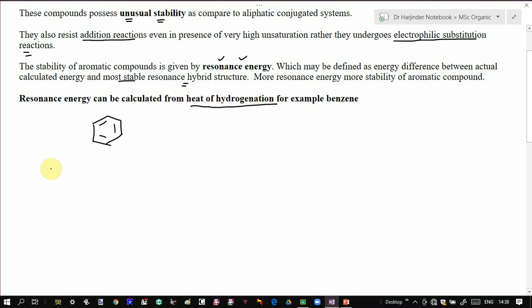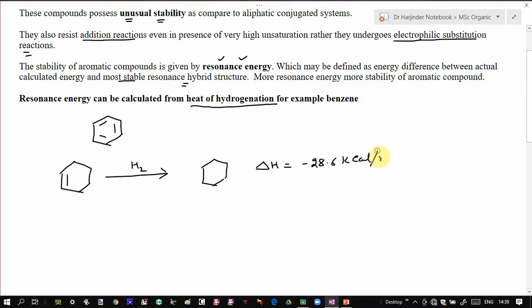Now suppose you have cyclohexene. In cyclohexene, you have a single double bond. If you do hydrogenation of this cyclohexene, that means you add hydrogen to this double bond, it will become cyclohexane, and energy is released, which is called the heat of hydrogenation, around minus 28.6 kilocalories per mole. This much energy is released.